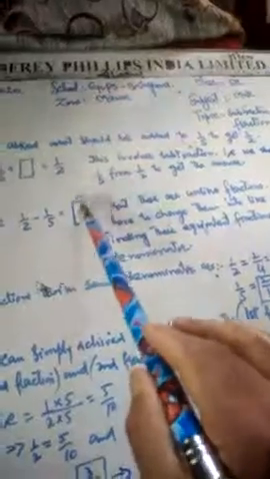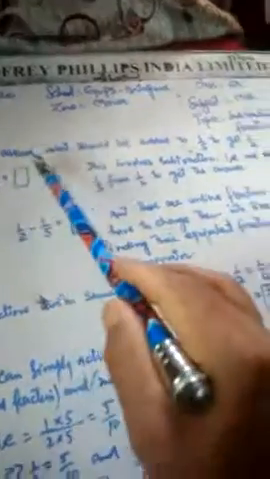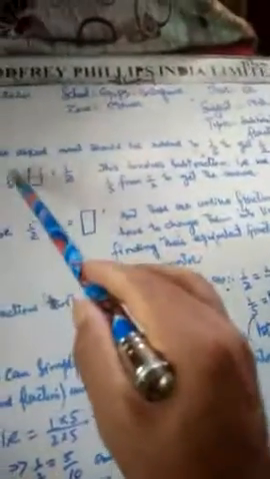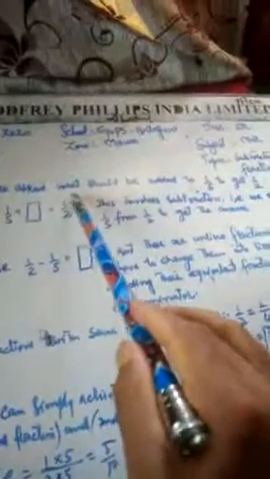So this is the fraction in the blank space. That means the fraction here should be 3 by 10. Or we can say that if 1 by 5 is added to 3 by 10, the net result will be 1 by 2.